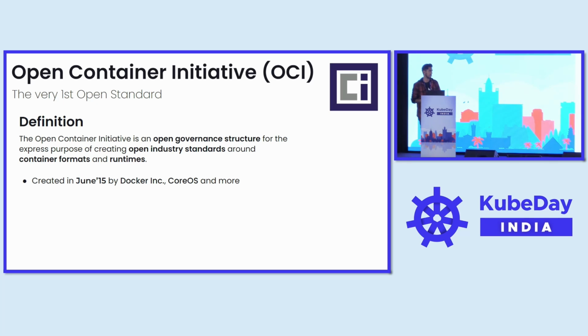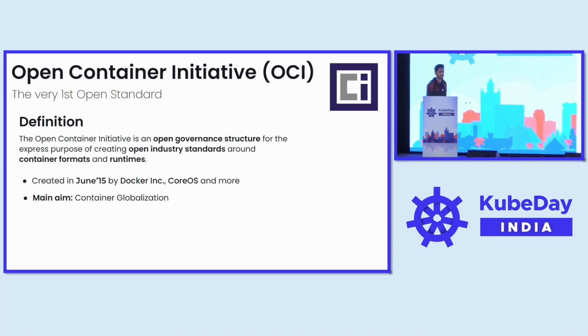So this was the very first open standard, and this was created in June 2015 by leading container technologies out there, Docker, Inc., CoreOS, and many more. And the main aim was container globalization. How we can set these formats and protocols for the container technologies to be developed in the future, right? So that was the main aim of OCI.